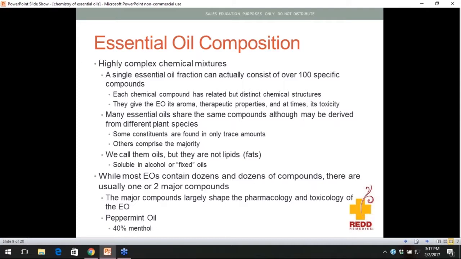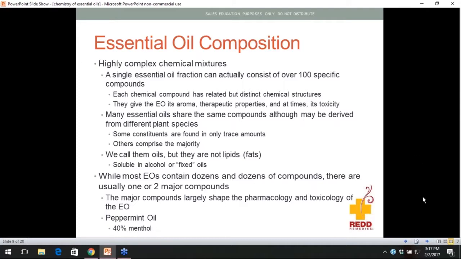A lot of constituents are found in only trace amounts, but there's usually one or two major compounds. And while we call essential oils oils, they are not fats, they're not lipids, they're just oily in nature. They're not actually fats or oils in the chemical sense, from a chemistry standpoint.